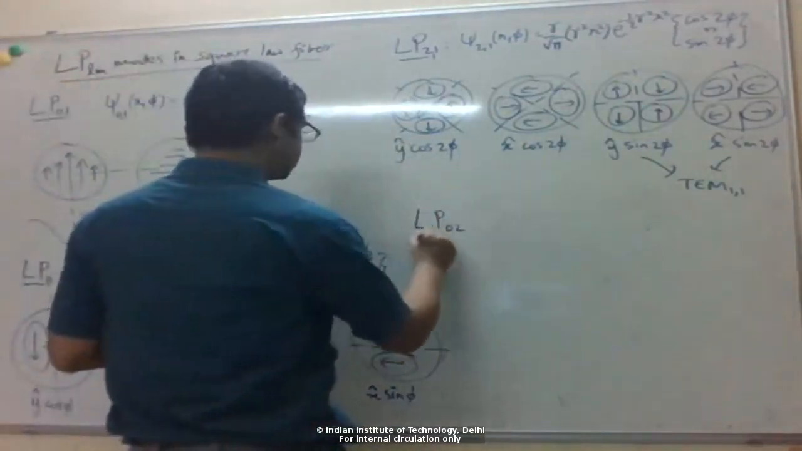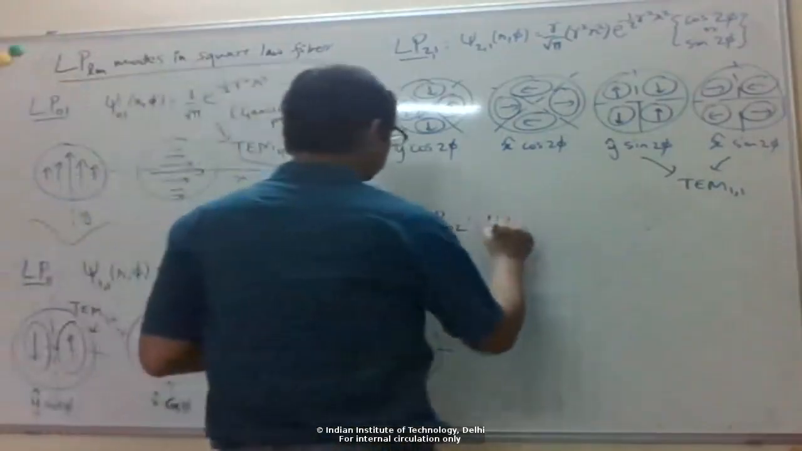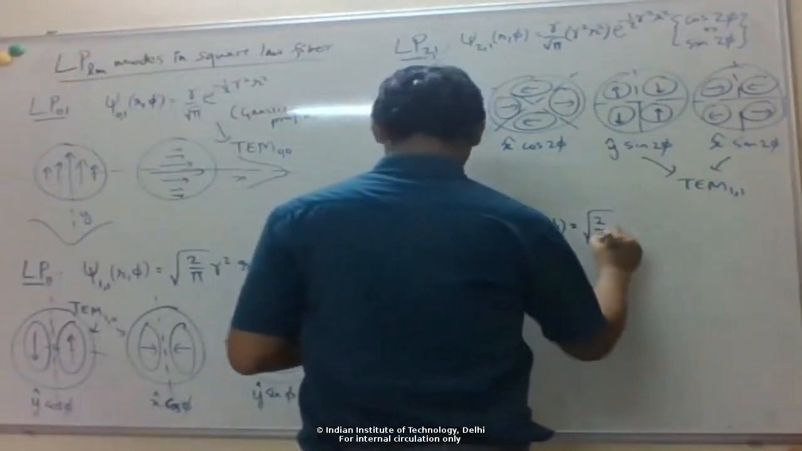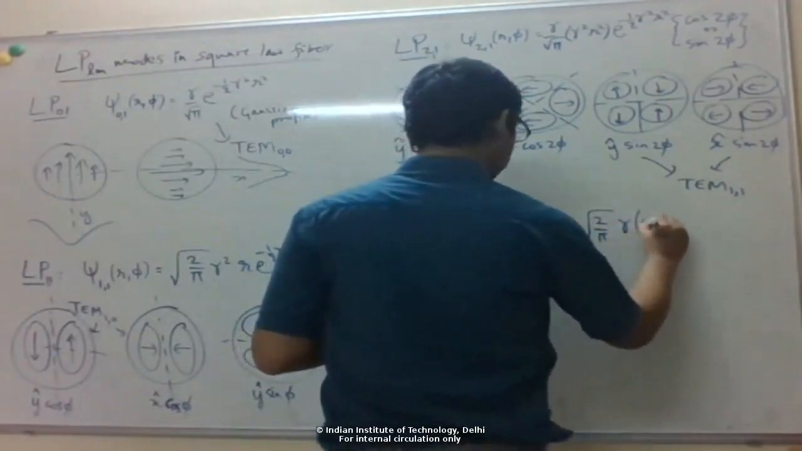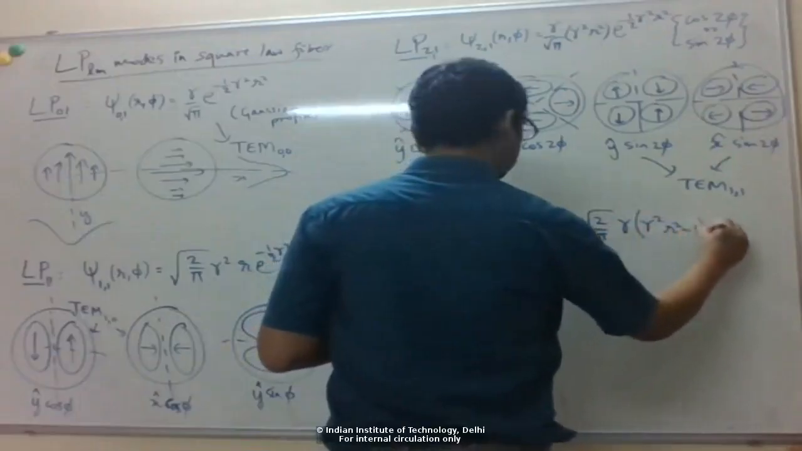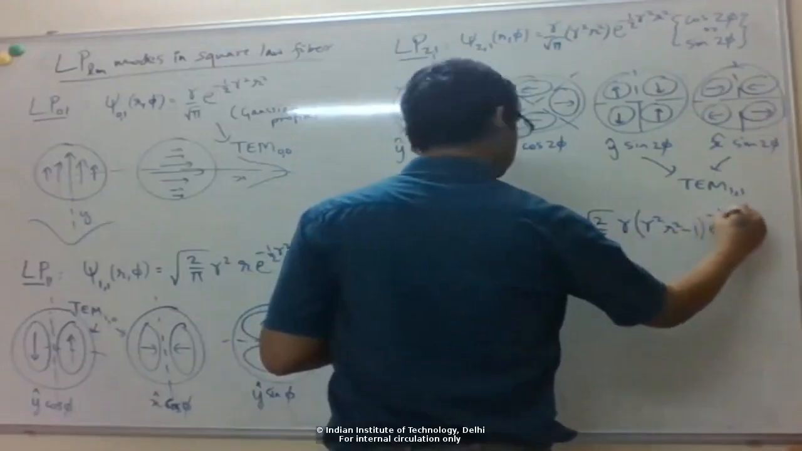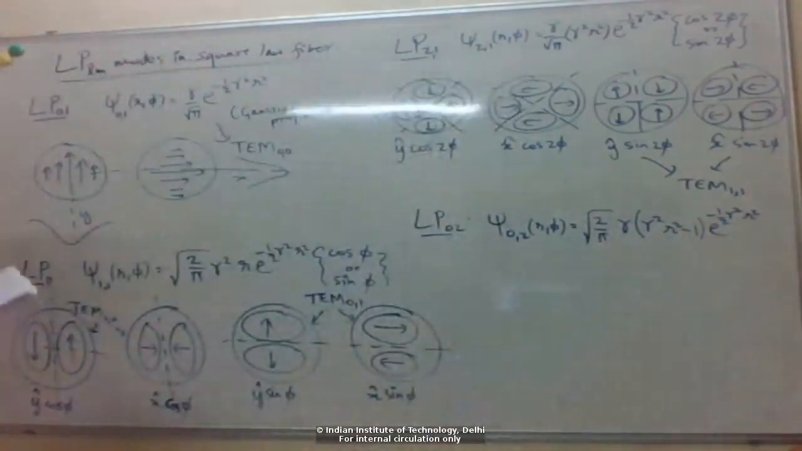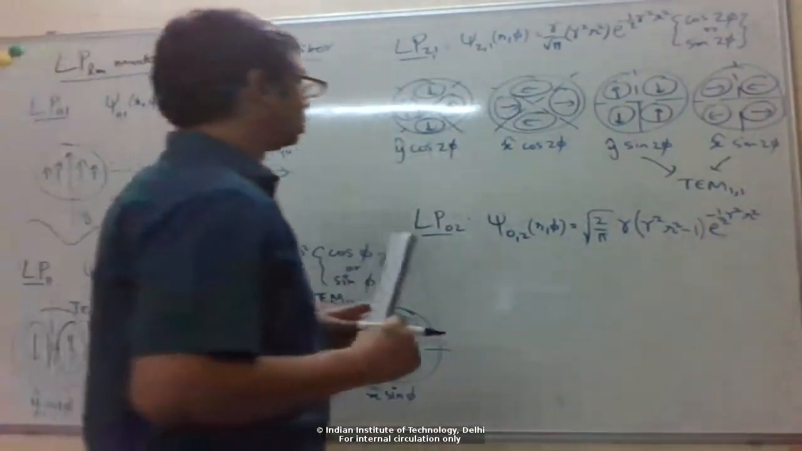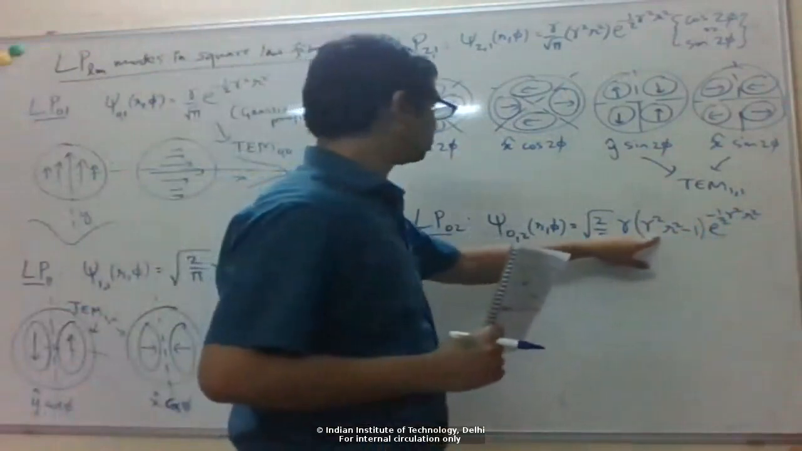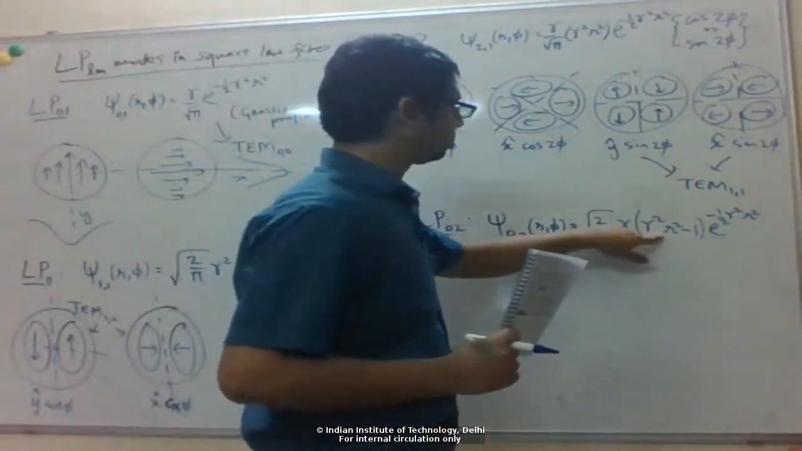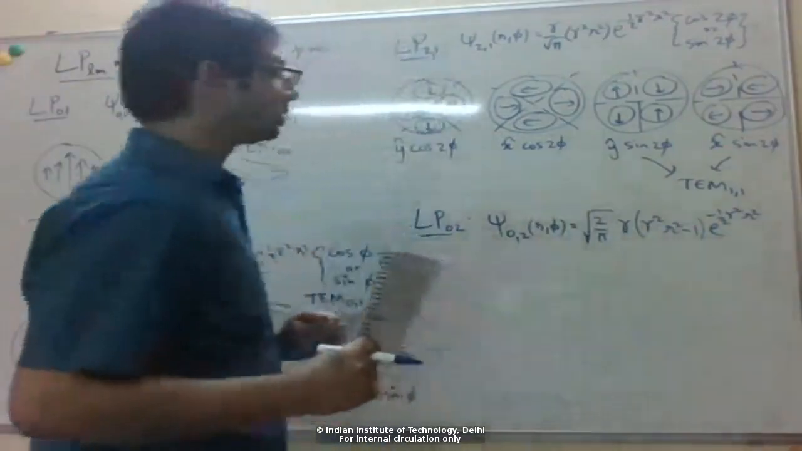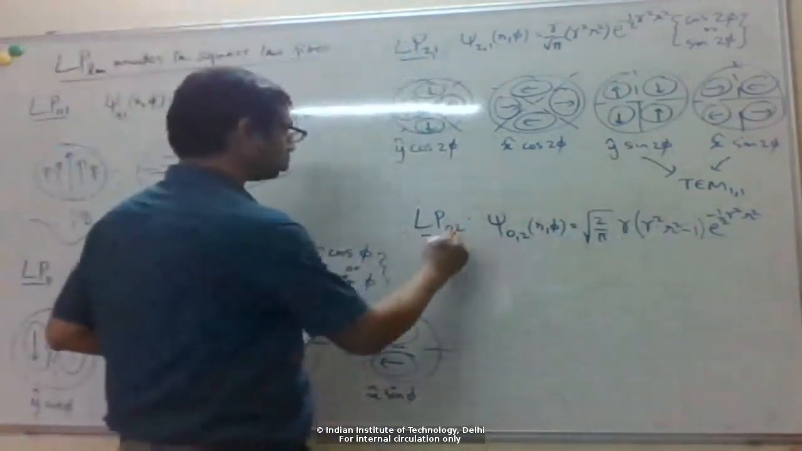Maybe let's look at one more. So here LP02. Now we have a function here. You can see some r square minus 1. So this will go to 0 at a finite r value, right? So you have 1 zero along the radial direction because m is 2.